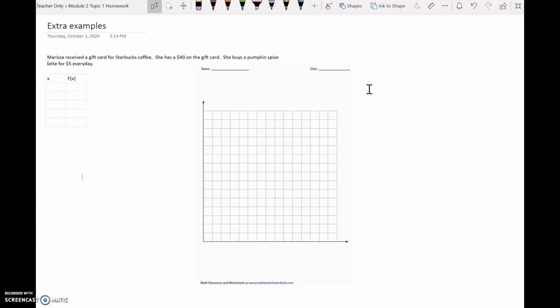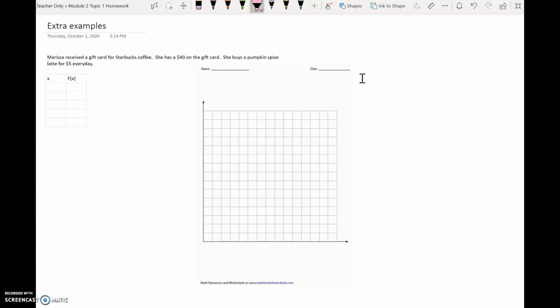I want to review basically the four representations: words, graph, equation, table, using this one problem. If we're reading a word problem, there are a couple keywords that we want to look for: numbers, per, each, that sort of thing.